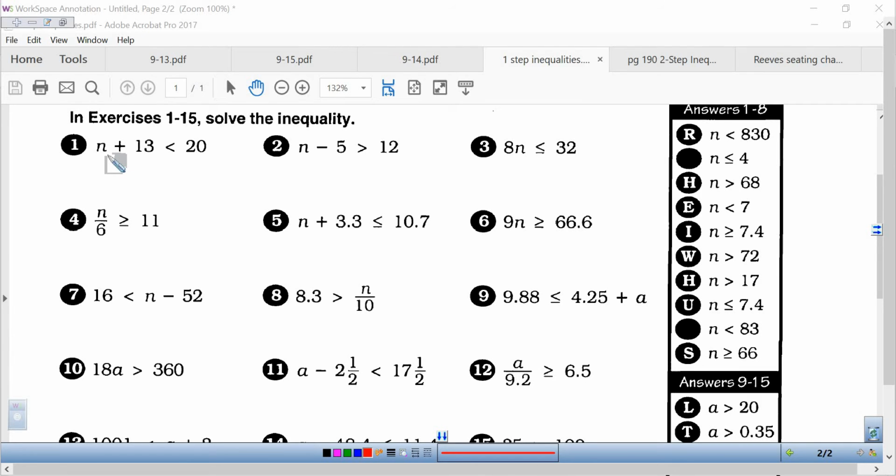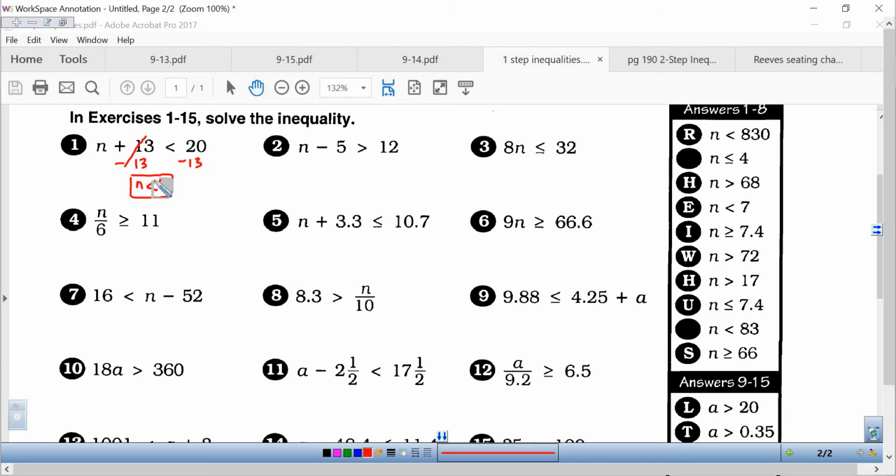All right, for example, on this first one, we have a number added to 13, or 13 added to a number, and it's less than 20. Well, we want to do the inverse of that 13 that they added. So we're going to go ahead and subtract 13 from each side. The adding 13 and subtracting 13 cancel each other out. And I get n is less than, well, 20 minus 13 is 7.